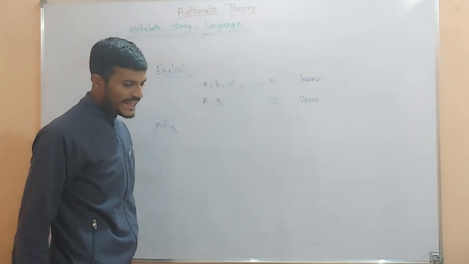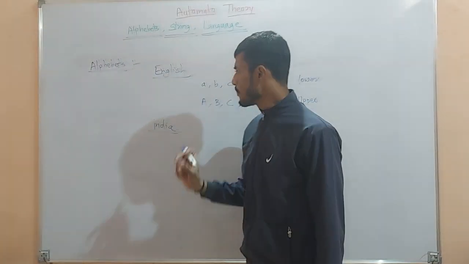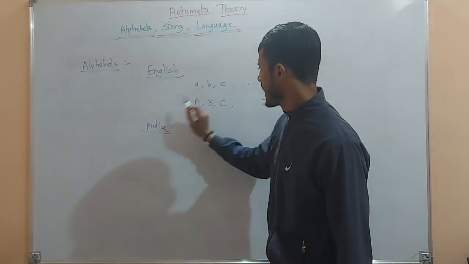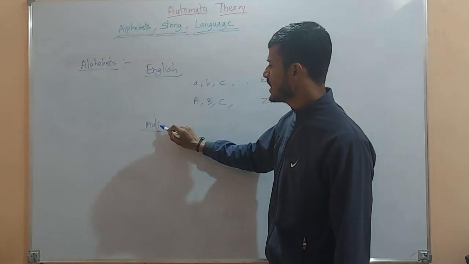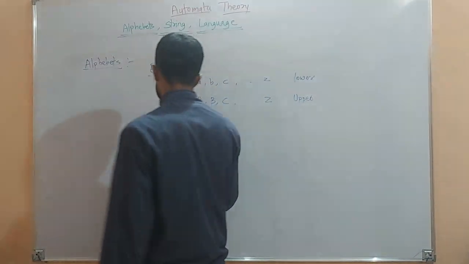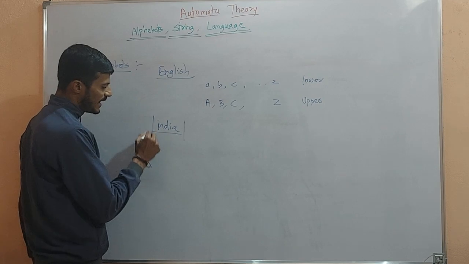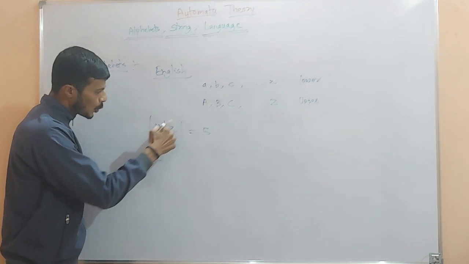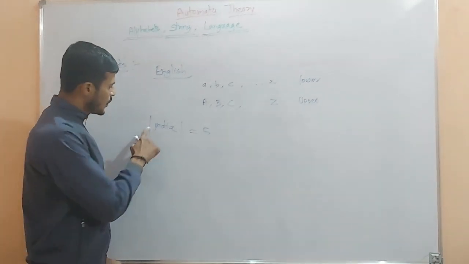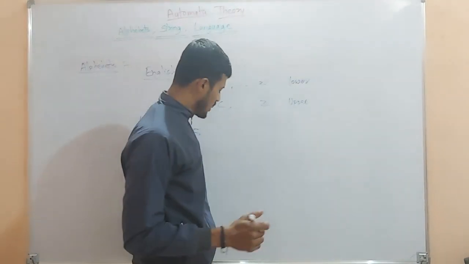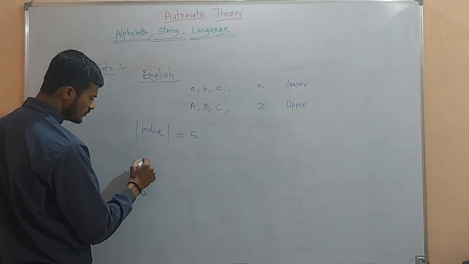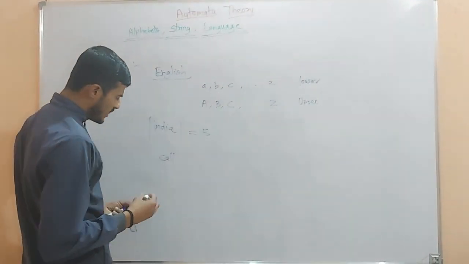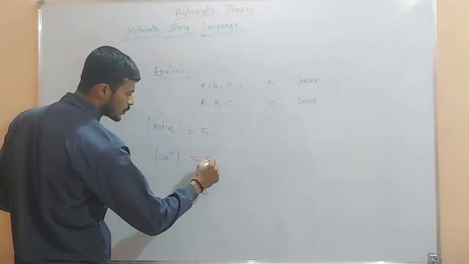Let us see one string, India. India is a string which is made up of alphabets from the English language. You can see here I, that is uppercase, then n, d, i, a. Totally the length of India is equal to 5. That is the notation for finding the length. Another word, let us say call. The length of call is equal to 4.